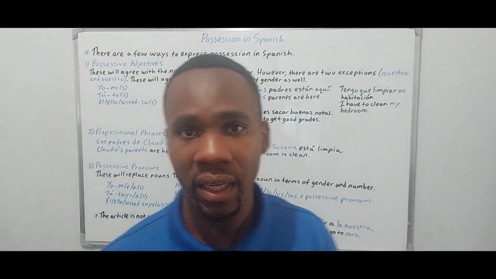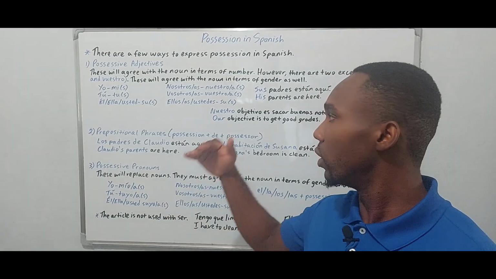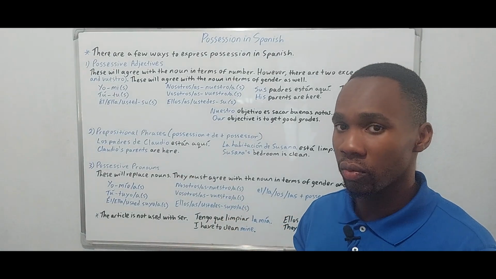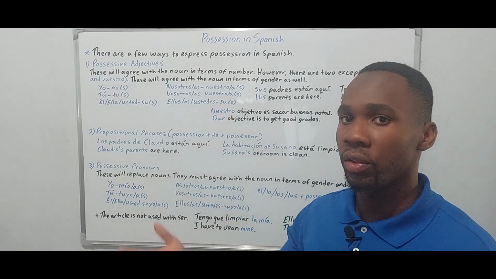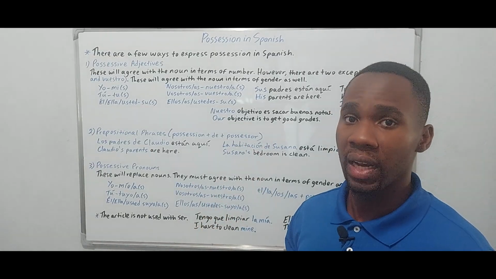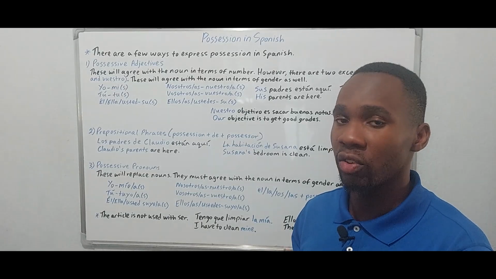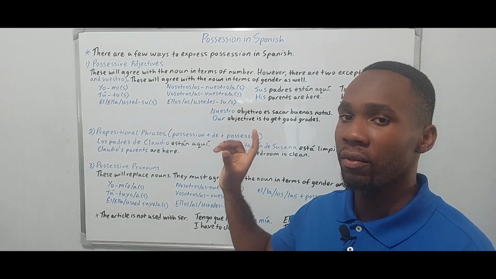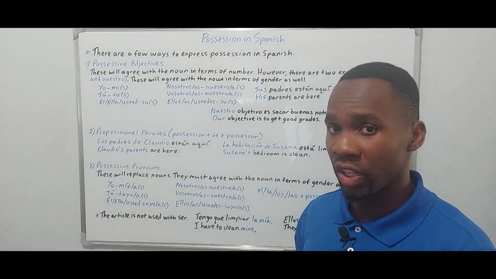Muy bien. So when it comes to possessive adjectives, you have to choose the possessive adjective that corresponds to the owner. And then you have to make sure that that possessive adjective agrees with the noun that is being referenced in terms of number. But in the case of nosotros and vosotros, you have to pay attention to gender as well.